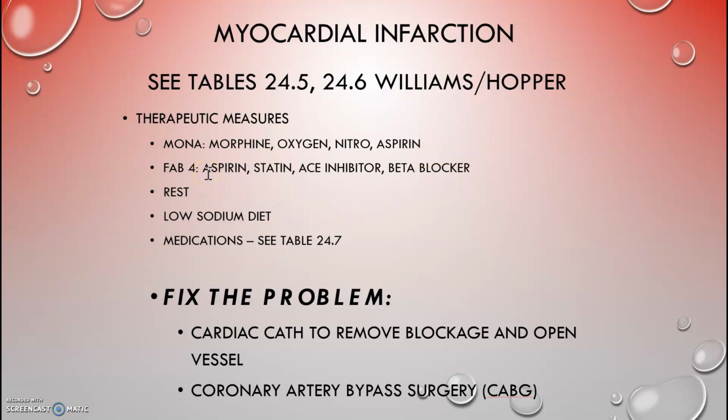And this is what's usually prescribed after we've remedied them. So after we've taken care of it, they've been to the cath lab, then we can prescribe the FAB4, which is an aspirin every day, a statin to reduce cholesterol, an ACE inhibitor, and that helps the cardiac muscle contract more efficiently. And then a beta blocker, which makes the vascular bed more supple, there's less resistance, and the heart can work better. Then, of course, we're going to fix the problem with the cardiac cath or bypass surgery, depending on how severe the problem is.